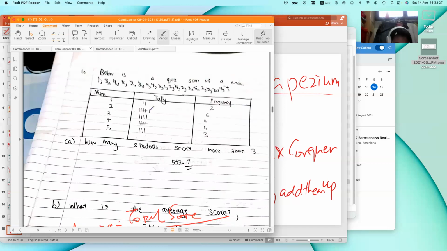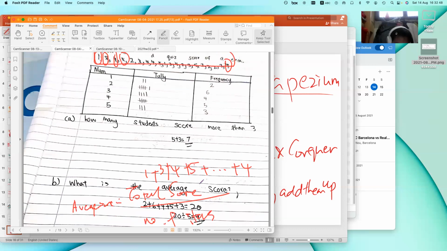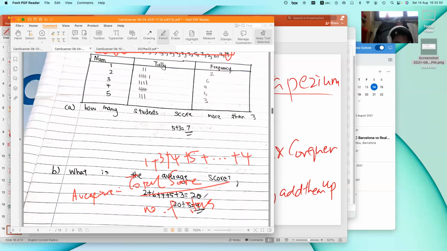In this case, what's the total score? Add all this up. So basically, I should see 1 plus 3 plus 4 plus 5 all the way until plus 4. That's the total score. Then how many items here? 1, 2, 3, 4, 5, I think it's 20. So therefore, total score divided by 20. Then you will get every score.